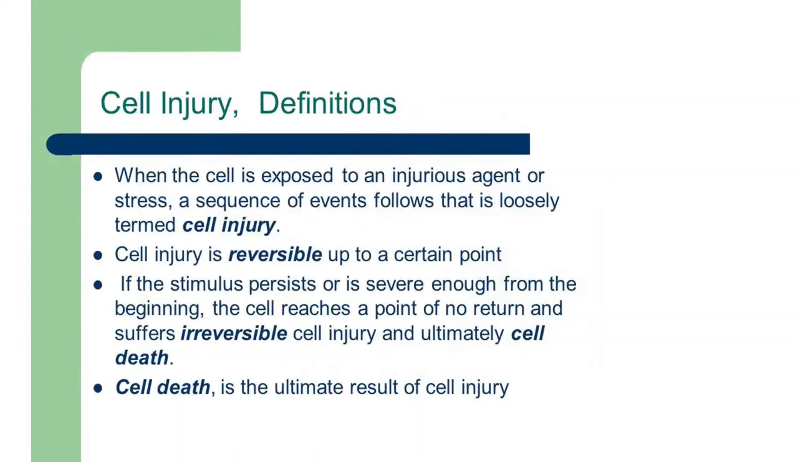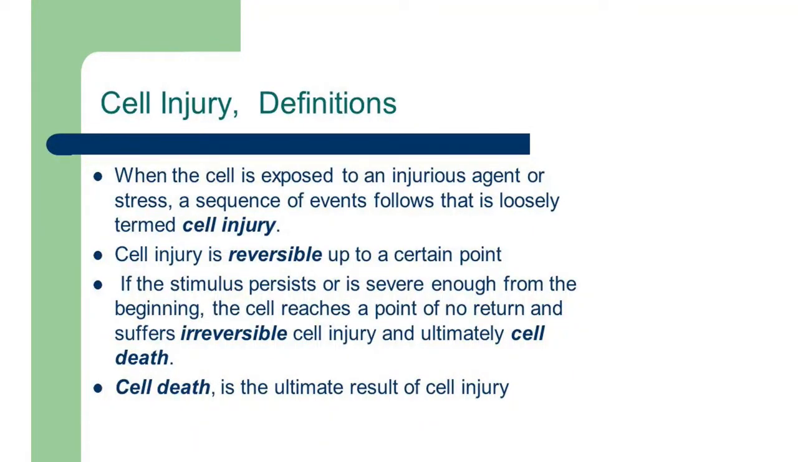So now let's look at cell injury. Definitions. When the cell is exposed to an injurious agent or stress, a subsequent sequence of events follows that is loosely termed a cell injury. So when a cell is exposed to an injurious agent, stress, or anything that it cannot handle, the cell is injured. So let's say trauma, or any excess stress that they cannot handle. Let's say there are 4 cells and one is dead, so the others are supposed to take the load of the other, meaning that it's excess stress. So there's going to be an injury to that cell.